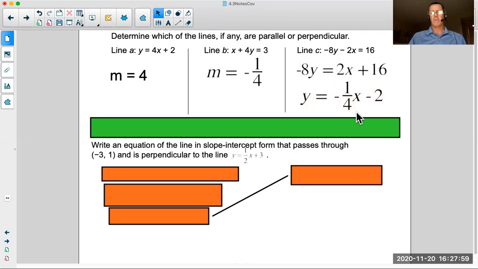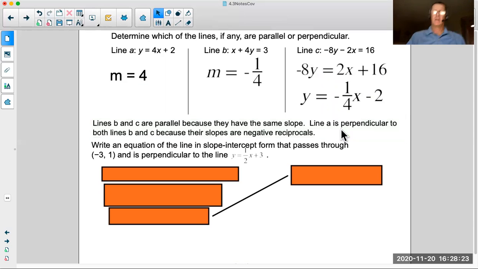So which lines are parallel? Yes, these two. Why? Same slope, different y-intercept, right? The y-intercept on this one is going to be 3/4 when I divide everything by 4. Here it's -2. Are any of them perpendicular? Yes, both B and C are perpendicular to A, or A is perpendicular to both B and C. Why? They have opposite reciprocals or negative reciprocals. So lines B and C are parallel because they have the same slope and different intercepts. Line A is perpendicular to both lines B and C because their slopes are negative reciprocals.